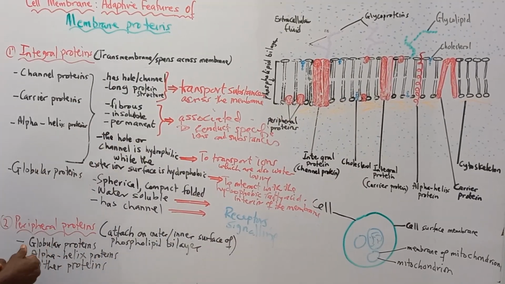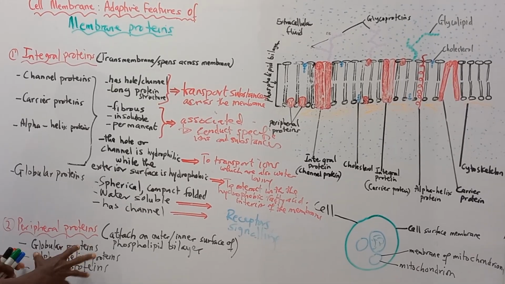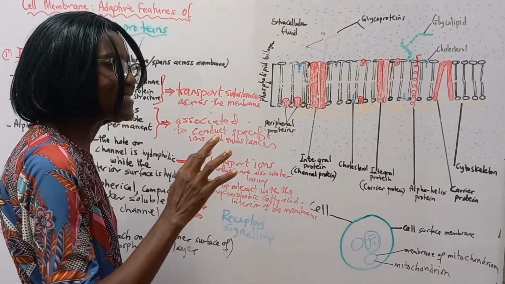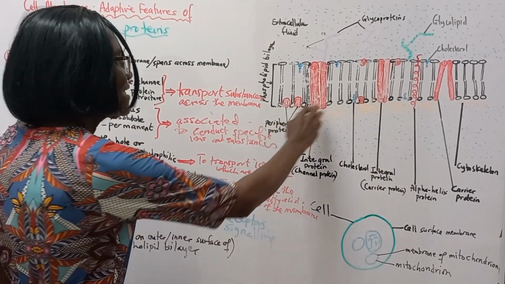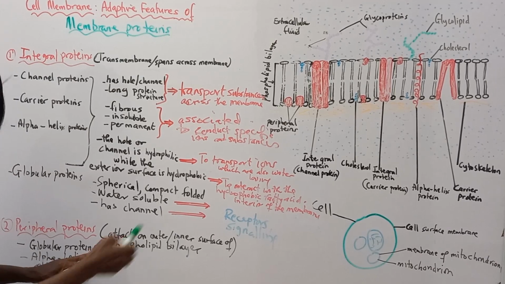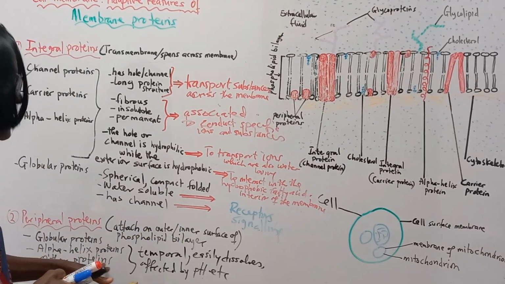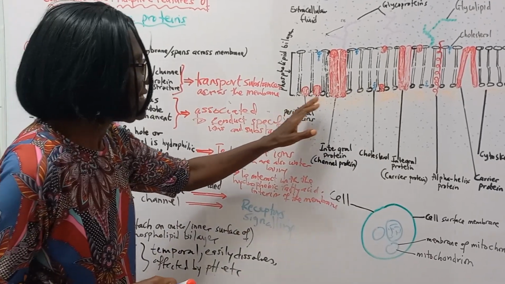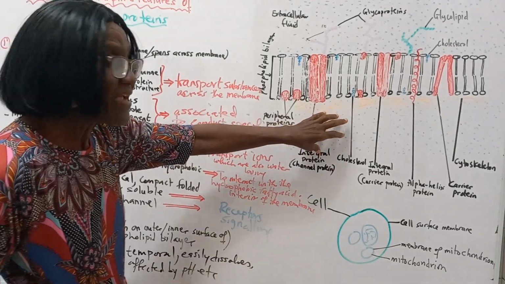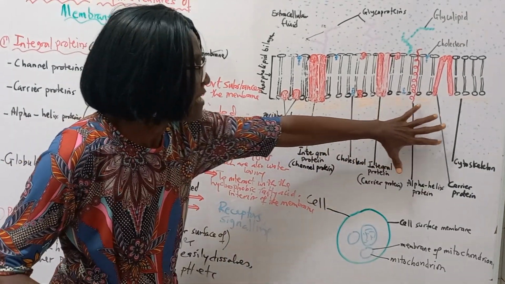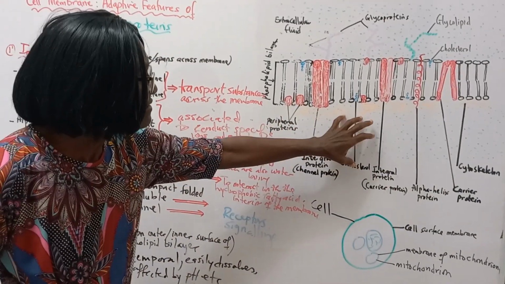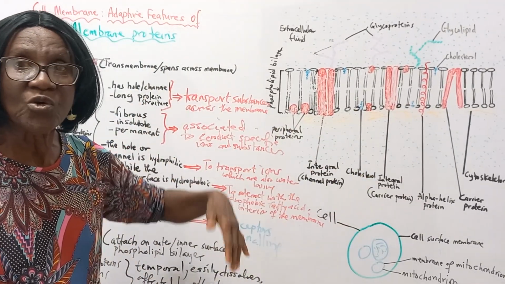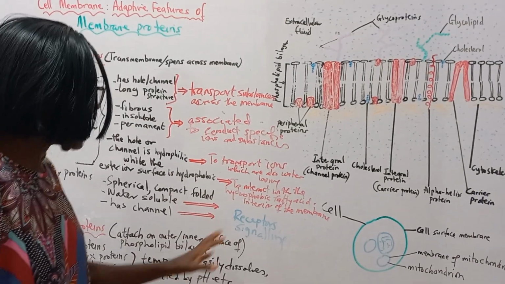Now, as we said, the globular proteins and other proteins, once they are peripheral, are not permanent. They are temporarily attached, because they can easily be dissolved by water and affected by pH. The adaptation here is that because they are water soluble and temporary, they are formed based on the needs or the metabolic processes going on in the cell. They will be formed and they can also dissolve. And that is their adaptation.